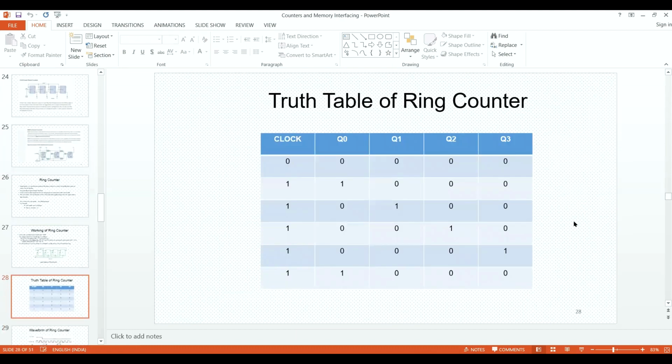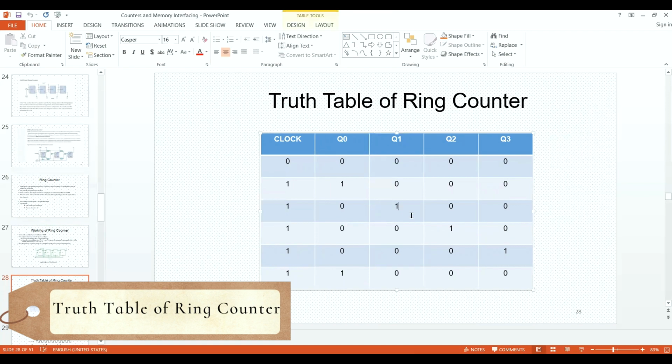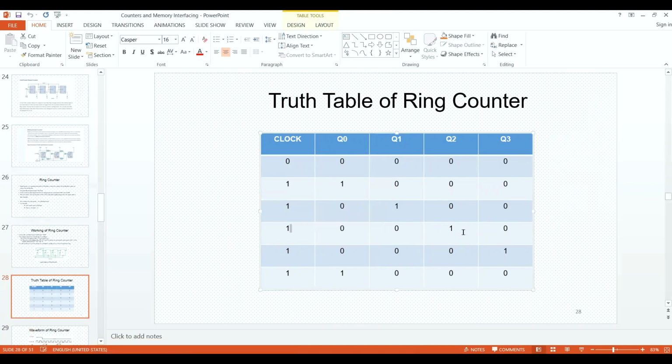So you can see the truth table of the ring counter. You don't need to cram it again. When the clock is 0, all the outputs are 0. When the clock is 1, Q0 is on, all others are off. The clock is again 1 after a pulse, after a delay, then Q1 is on, all others off. Then the clock is again 1, so Q2 is on. The clock is again 1 after a delay, and Q3 is on.